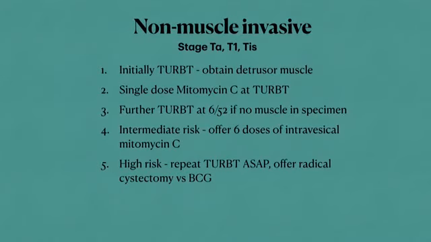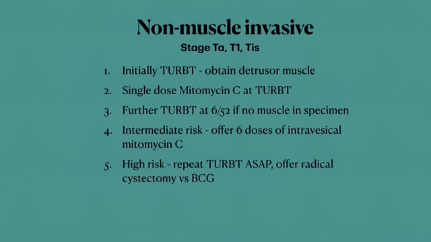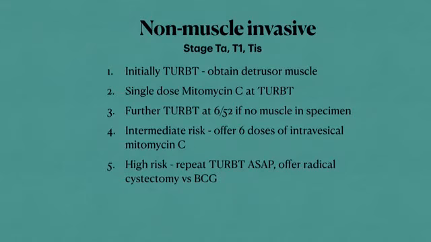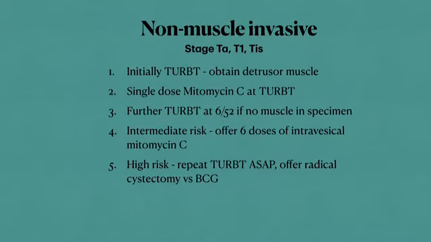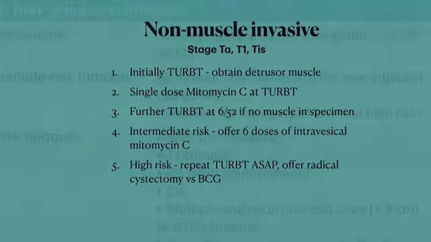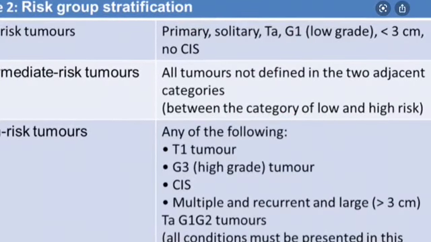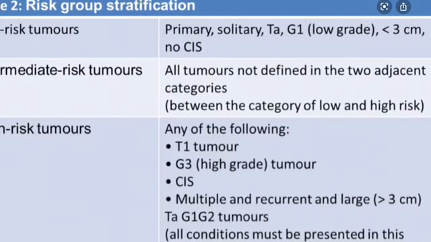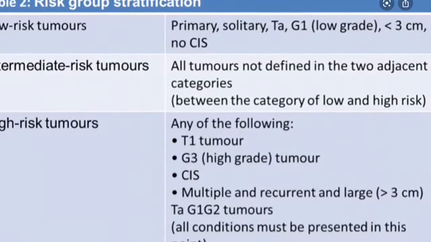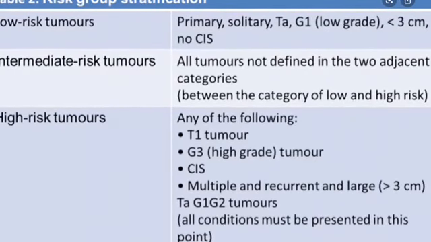So you're probably asking what makes it intermediate risk, what makes it high risk. Well, this is by the grading of the cancer and by the stage, so the Ta, the T1 or the TIS, and the presence of carcinoma in situ. So generally they're divided into low, intermediate and high risk. Low risk are solitary tumours, Ta and low grade. Intermediate are basically what doesn't go into either high or low, and then you've got high risk, which are any tumours that are T1 and then G3 or G2 generally as well, and anything with CIS present, or large or recurrent tumours.